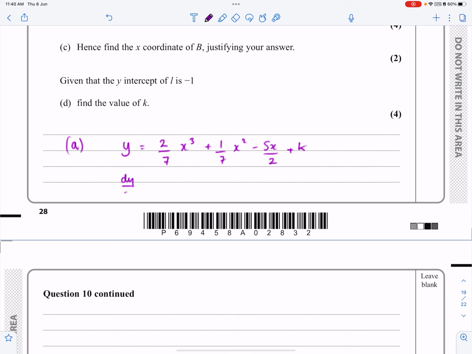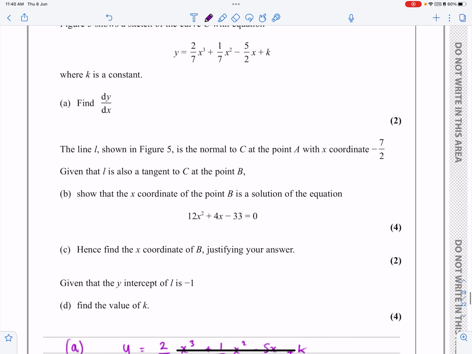That's fine. Differentiating, we multiply by the power, take one off the power, so that's going to be 6 over 7 x squared. Same thing again, we multiply by the power, take one off the power, that's going to be x, and then obviously just minus 5 over 2, and the k just disappears. So my gradient function, my dy by dx, no problem with that. It's just done there. Now let's go back and look at the other part of this question.